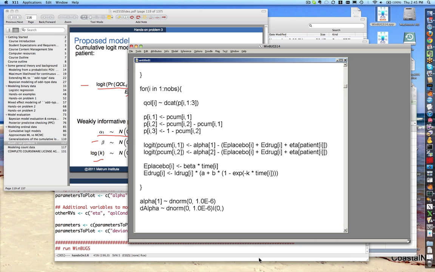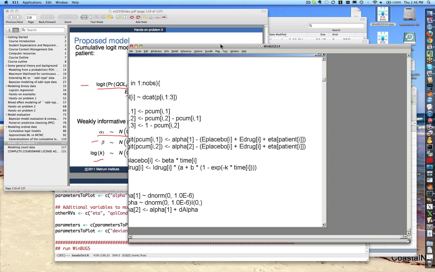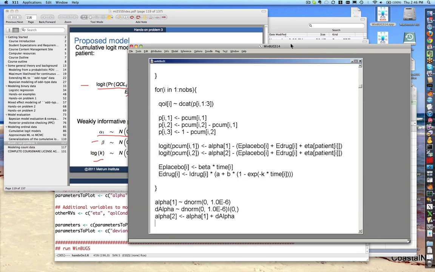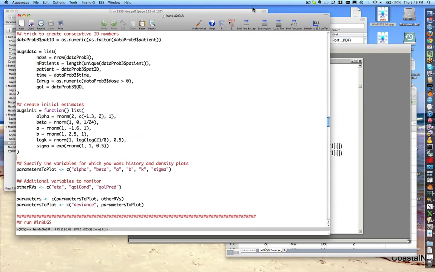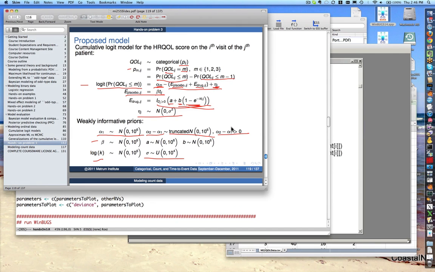Okay, and then we can just generate our alpha 2 indirectly from that. So alpha 2 then would be, what do I need? I need alpha 1 plus d alpha. And then we have a bunch of others. Whoops. Scroll that right off. There we go. Wrong window. There we go.